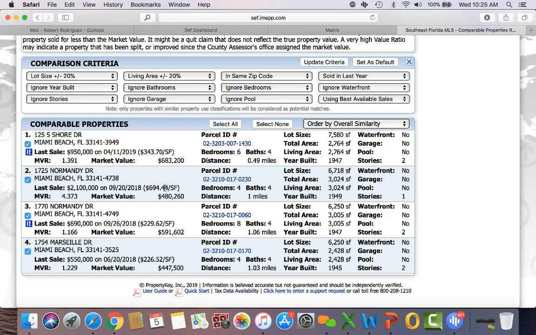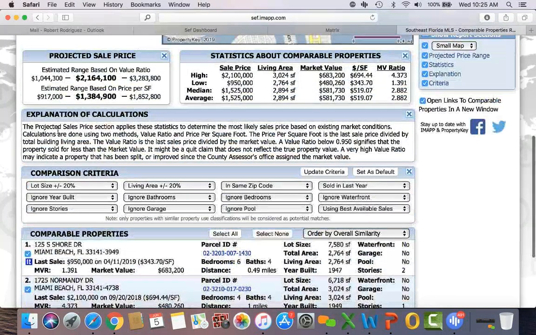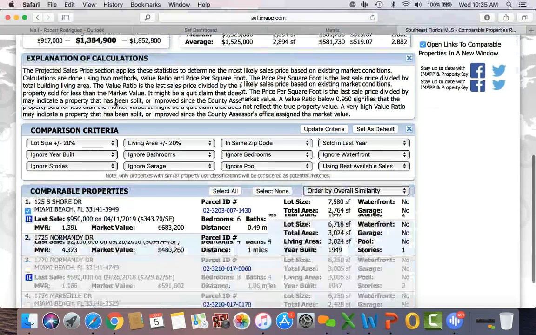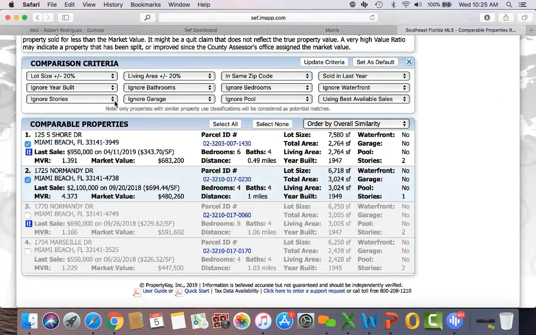So maybe what we want to do is we want to go ahead and remove the lowest ones, and you're left with a higher value, 917 to 1.8, with an average of 1,384,000. Now, of course, this is yet to be the real price. You need to study the comparables and see which ones actually look more like your subject property.